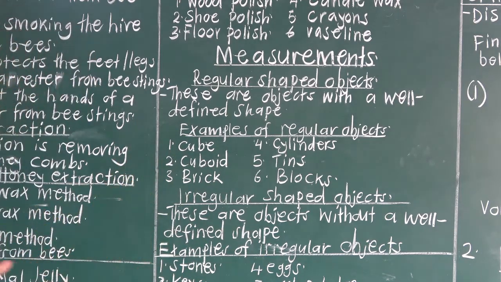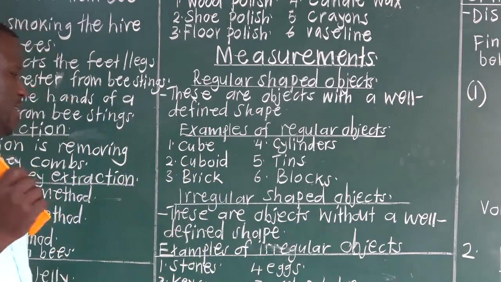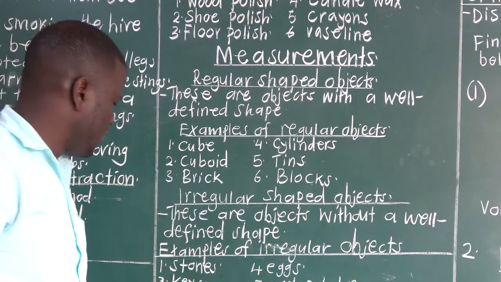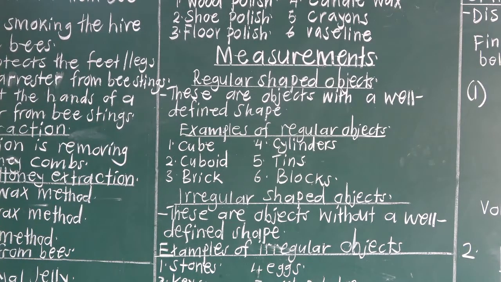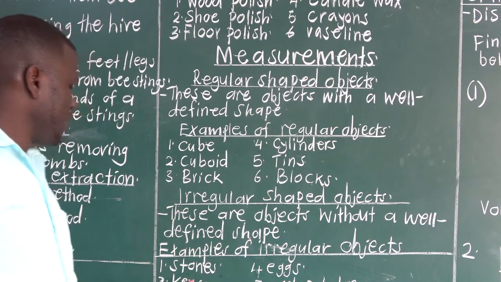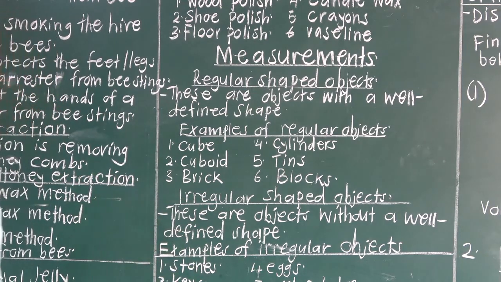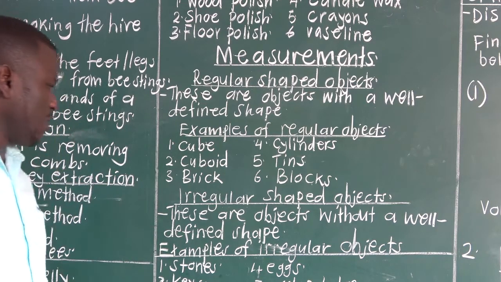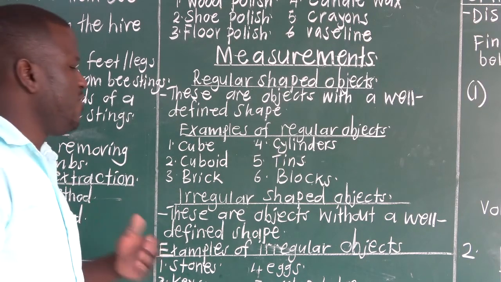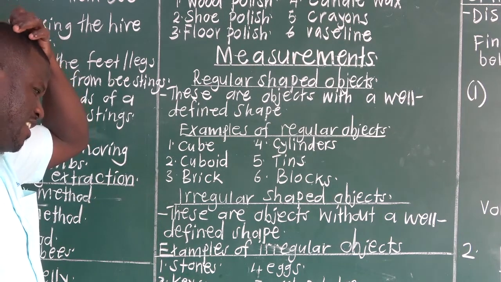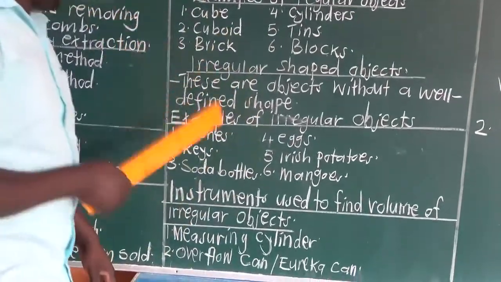Then we have irregular shaped objects. These are objects without a well-defined shape. Examples of irregular objects are stones, keys, soda bottles, eggs, Irish potatoes, sweet potatoes, mangoes, jackfruit, and so on. Why are they called irregular objects? They don't have a well-defined shape, or they have an indefinite shape. That's why they are called irregular objects.